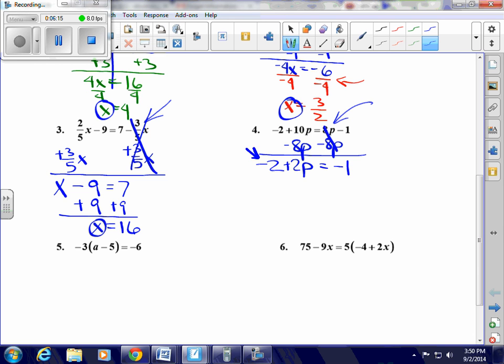I'm going to cancel out this negative. See, here's the p that I want by itself. I'm going to cancel out the negative 2 by adding 2 to both sides of the equal sign. Always go to the other side of the equal sign. 2p is equal to negative 1 plus 2, 1. Dividing both sides by 2, I get p is equal to 1/2.